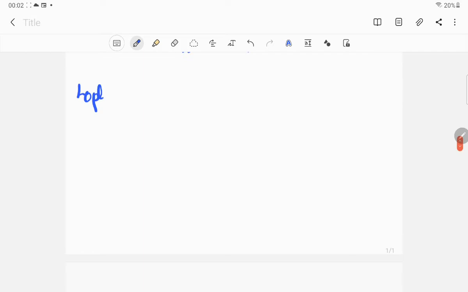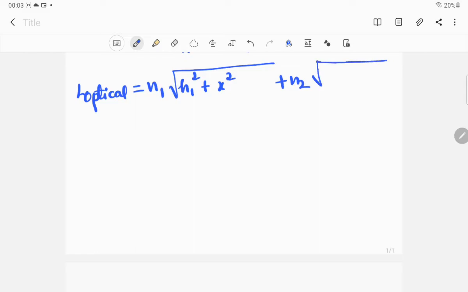So L optical is equal to N1 into root over H1 square plus X square, plus N2 into root over H2 square plus L minus X whole square. That's all we have. So let us name it as equation 1 for this section.